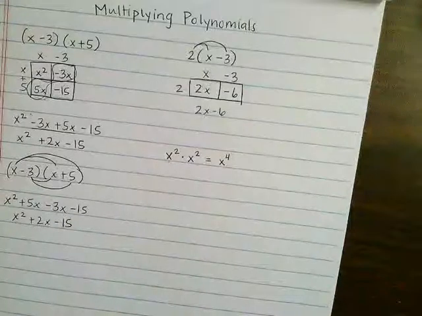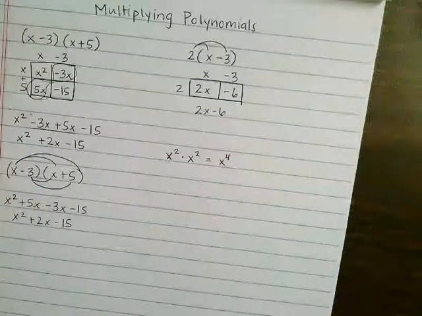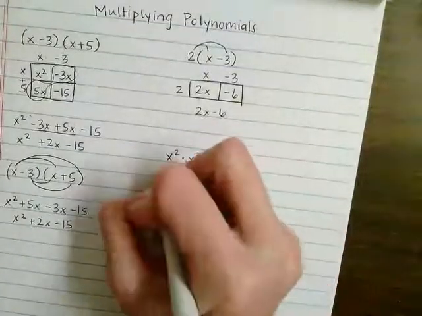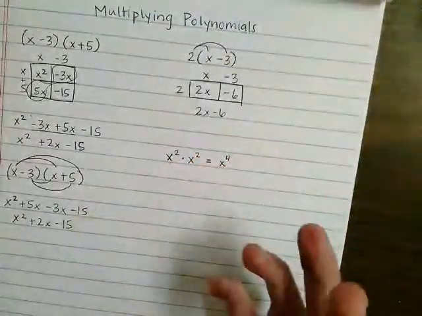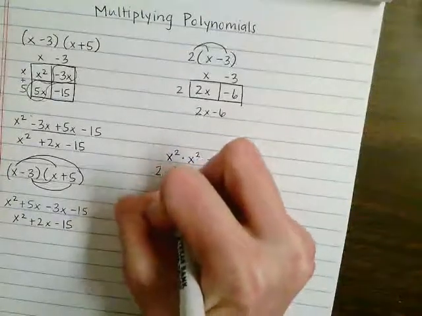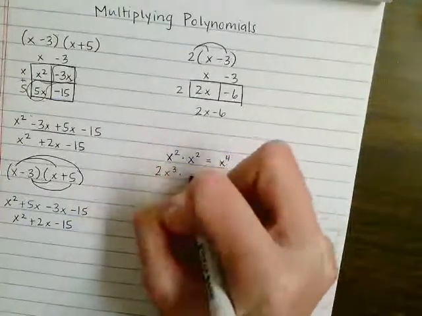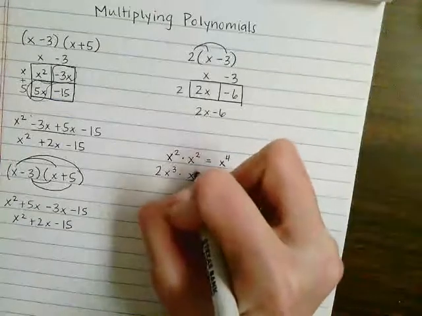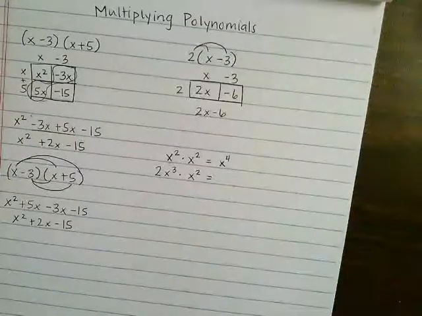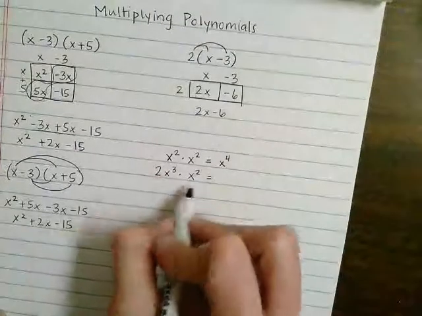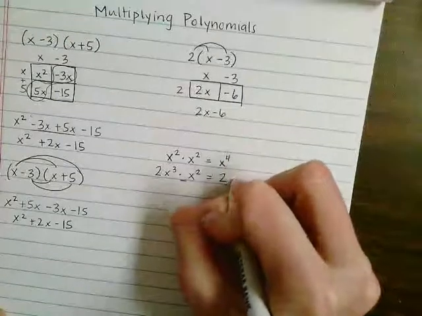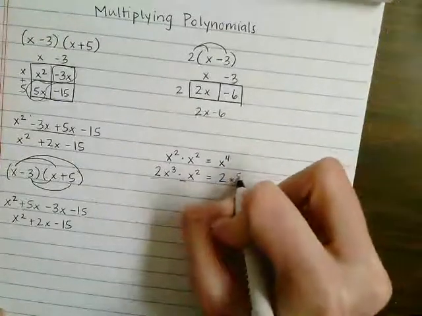Now you're going to have some practice on this coming up, and I wanted to go ahead and let you be aware of that. So let's do something like 2x to the 3rd times x squared. What you do first in this case is multiply your coefficients, which is 2, and then add your exponents, which is 5.